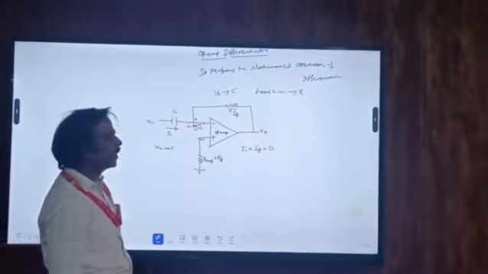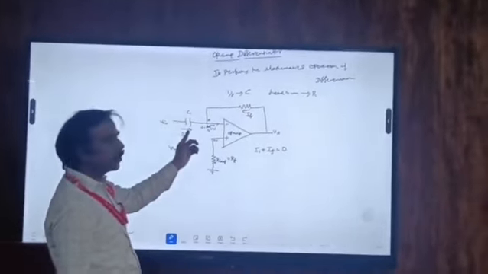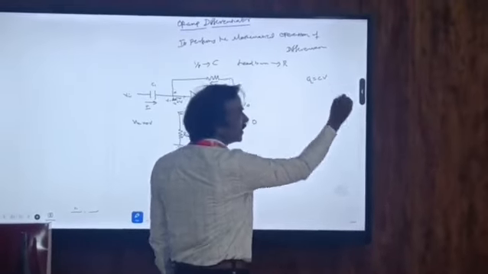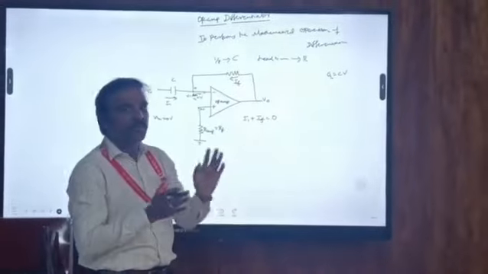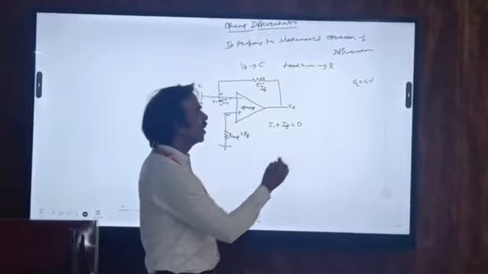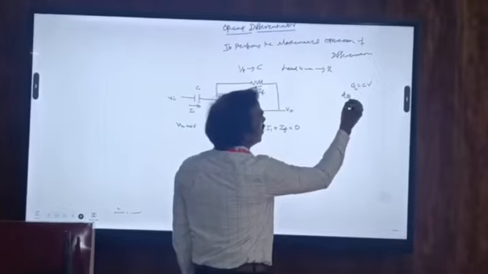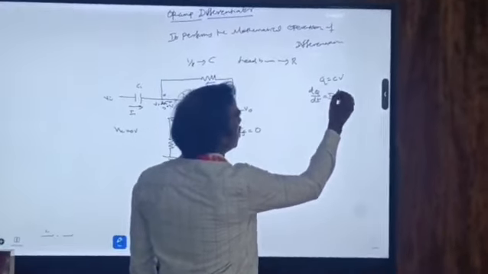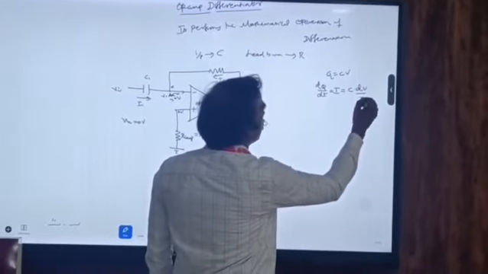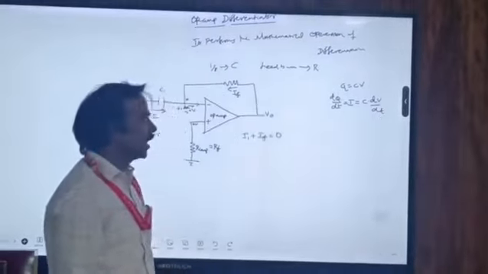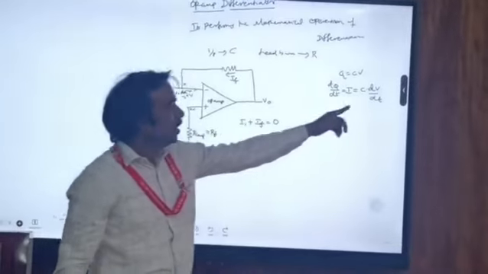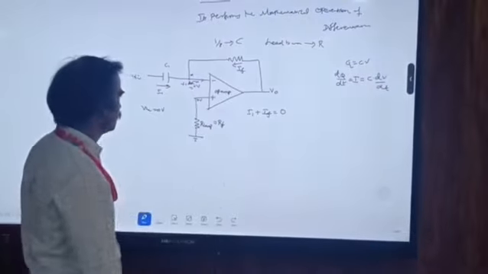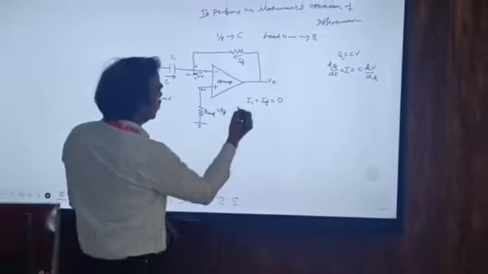Now expand I1 and IF. How will you write I1? I told you that Q is equal to CV, the electric charge stored in the capacitor. The rate of flow of charge is called the current. It will be C into dV by dt. This is the usual formula for the current flowing through the capacitor. So here, how do we write it?